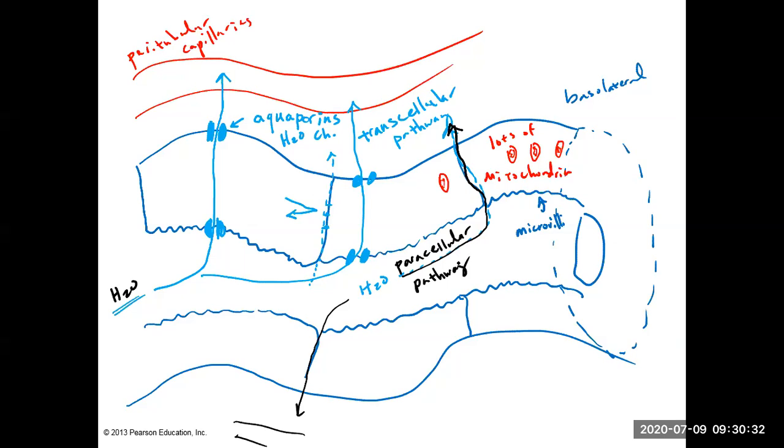All right, para means next to, cellular means cell. So they're going right between the cells, right? Now, a couple of things are worth noting. One is that various ions are going to go along with it as well. Remember, water is a polar substance, with a slightly negative and a slightly positive end.